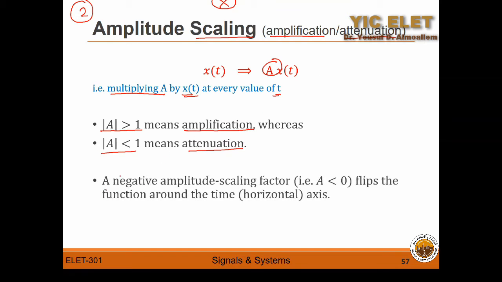Then if a happened to be negative, then we will have what's called flipping. So we will flip the signal upside down, as we're going to see, and this will happen around the horizontal axis. So whatever was upside will move toward downside, and whatever was downside will move upside. It will flip.